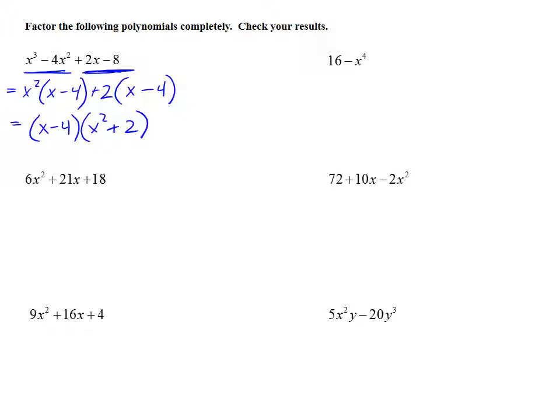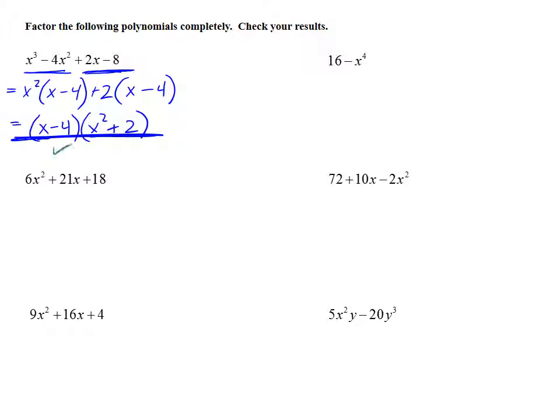At this stage, say to yourself, is there anything else I can factor? Do we have anything common that I missed? No, both these individual binomials have nothing common. And then look for a difference of squares. X minus 4, the x here is not squared, so I can't take that any further. And the x squared here is a square, but the 2 is not a perfect square. So this should be my final result.